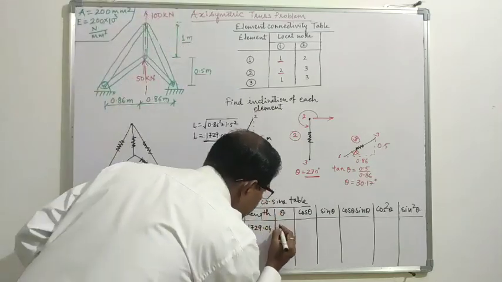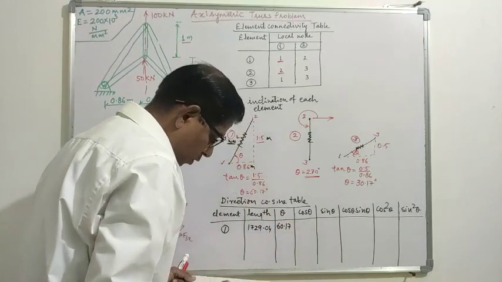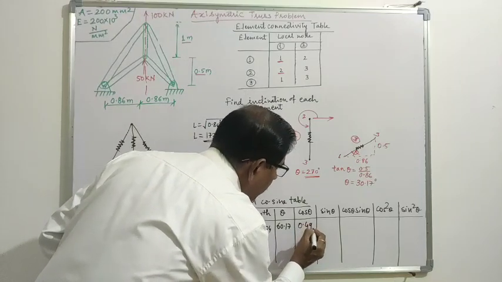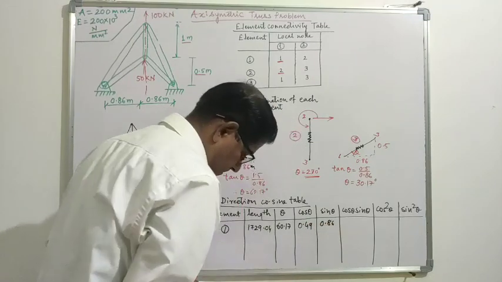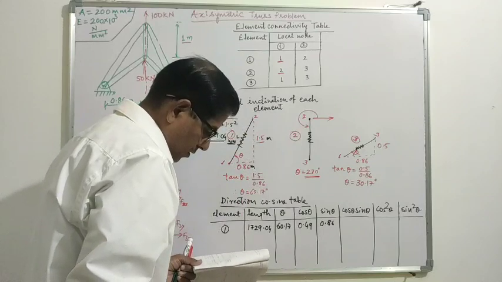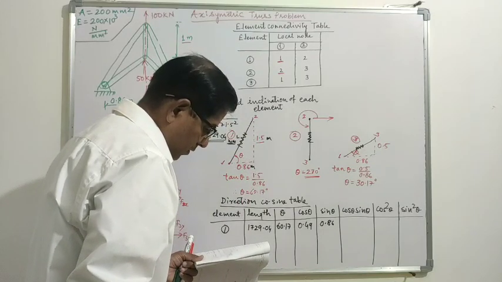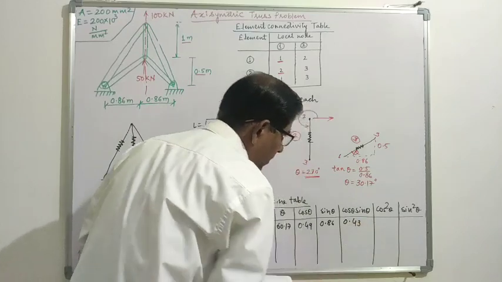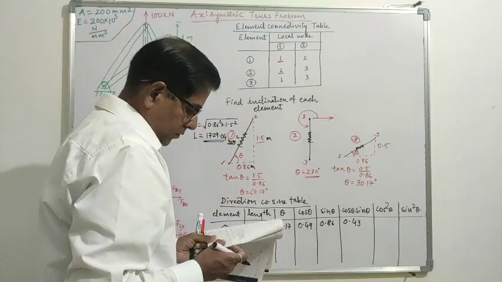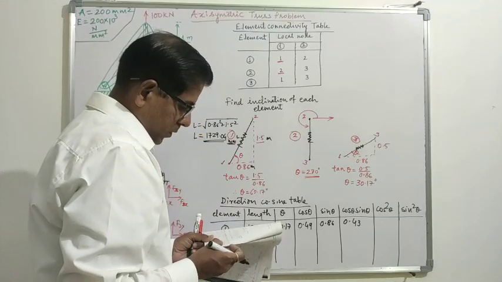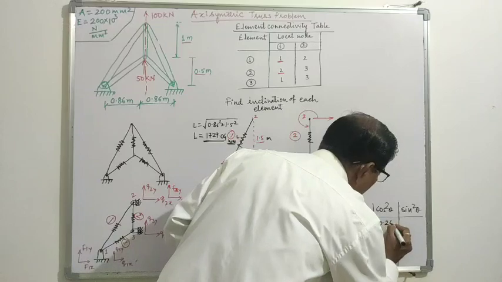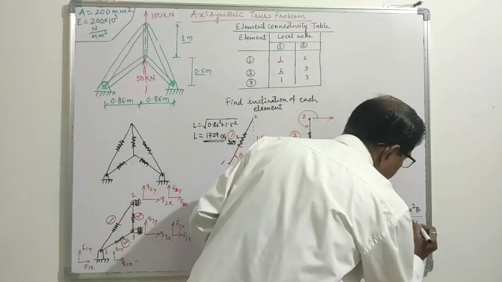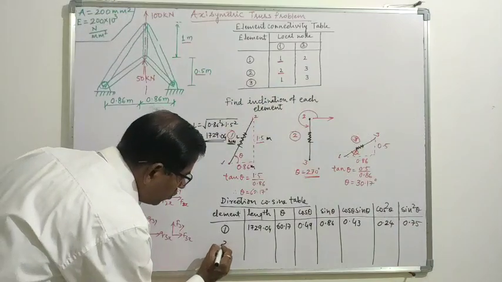What is theta here? Theta is 60.17. Then cos theta is 0.49, sin theta is 0.86, cos theta sin theta is 0.43, cos square theta is 0.24 and sin square theta is 0.75. Okay. Then element number 2.